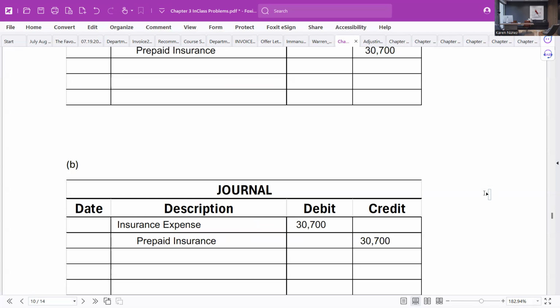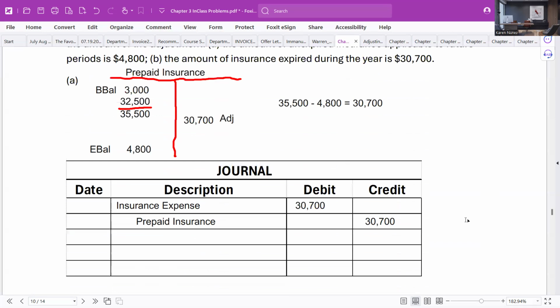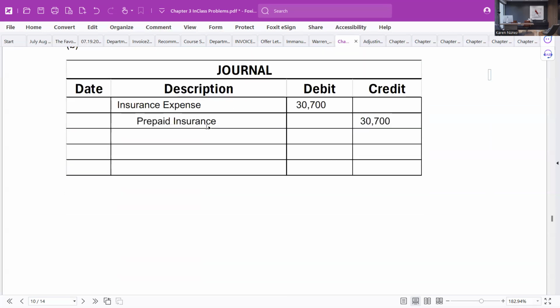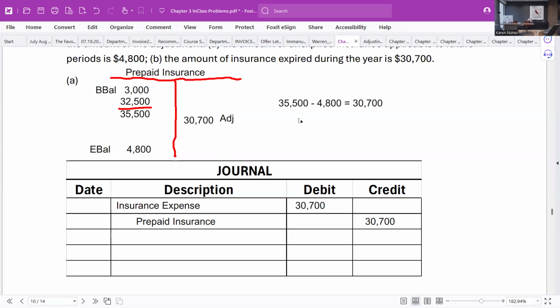So what I really suggest you do here is make sure you understand A and B because it's the same problem. In A, we have to figure out the amount of the adjusting entry, right? They give us the beginning balance, they give us the debit, and they tell us what the balance needs to be. And we determine that the amount of the adjustment needs to be 30,700. Whereas in part B, they just give us the 30,700. They just tell us the amount of the expired insurance, as opposed to us having to try to figure out what the amount of the expired insurance is in part A.